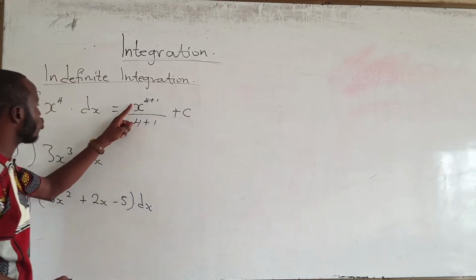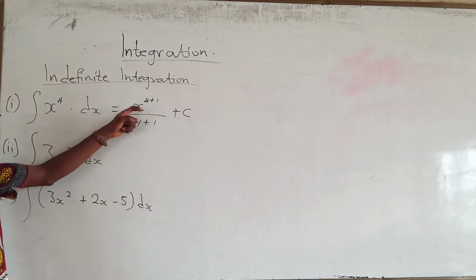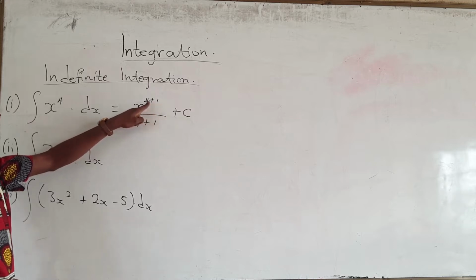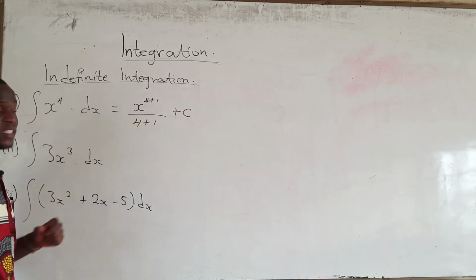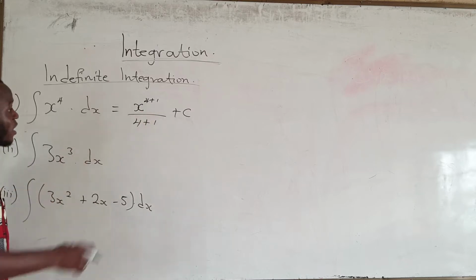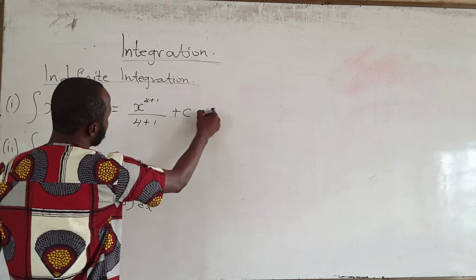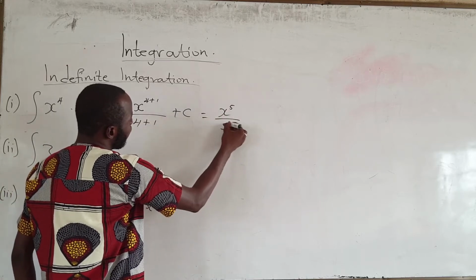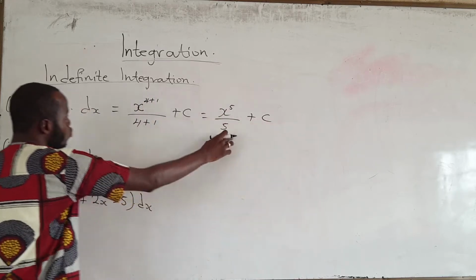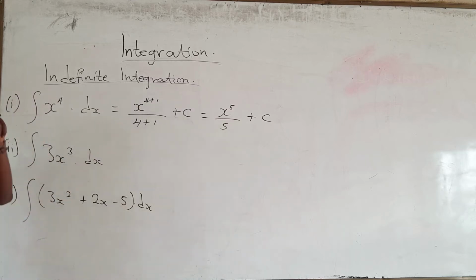So now what did I do? I took the variable and then the power, I added 1 to the power, and then I divided the whole expression by the solution of the power that I had, plus the arbitrary constant. Okay, so here the solution will give us x to the power 5 divided by 5 plus c, and this will be the solution for this particular integration.